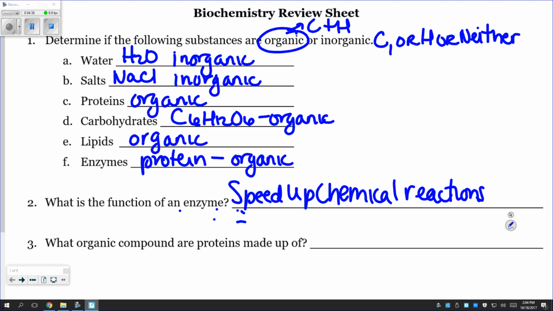Three says, what organic compound are proteins made up of? Now, proteins, remember, that's a big organic class. So what they're looking for, more or less, are what are the building blocks? The building blocks for proteins are going to be amino acids.